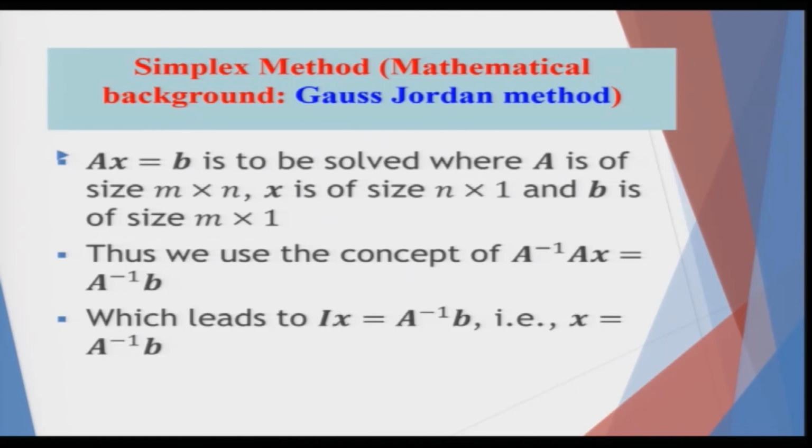So, this concept will be utilized time and again when we use the simplex method proposed by Dantzig, that is all. The concept of Gauss-Jordan. So, let me read the second bullet point. Thus, when we use the concept of A inverse A, that will give me A inverse B, and once the whole operation is done, I will have I x, which is identity x, is equal to A inverse B, such that x would be given by the elements of A inverse into B.